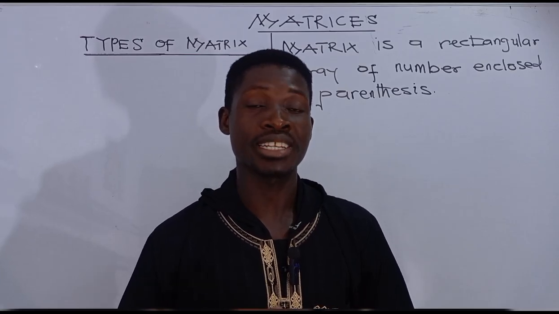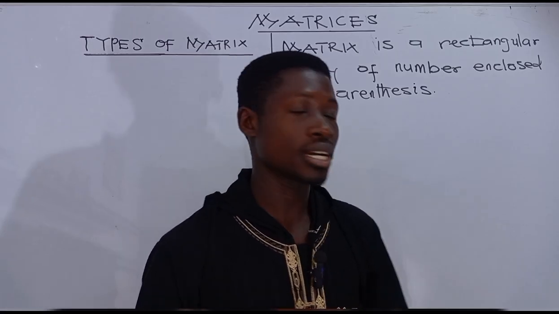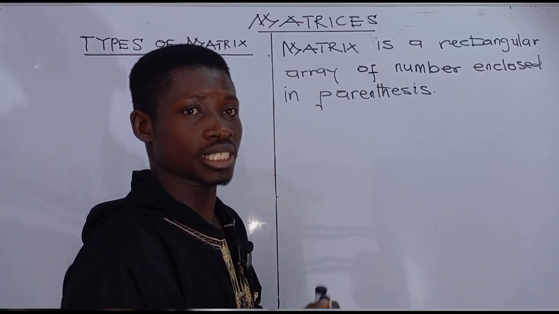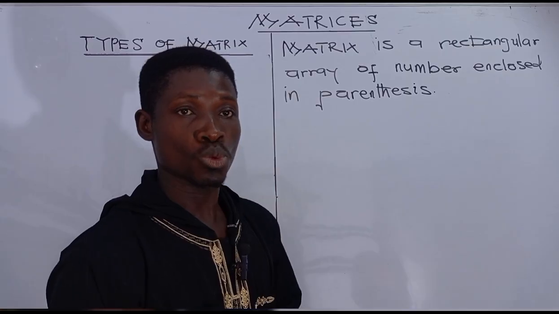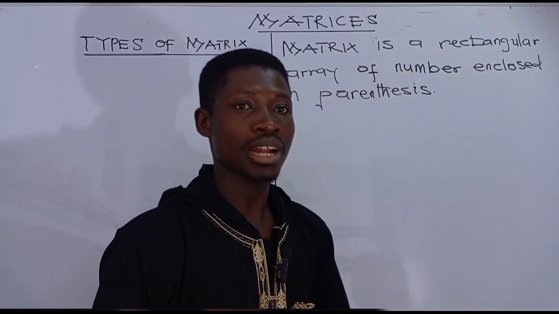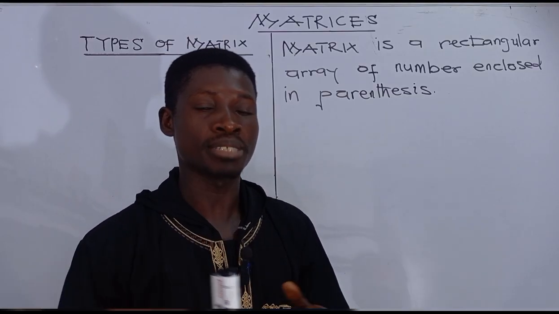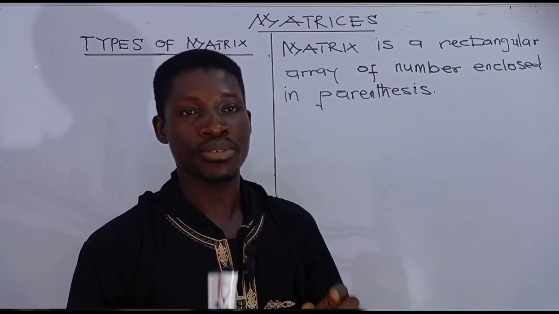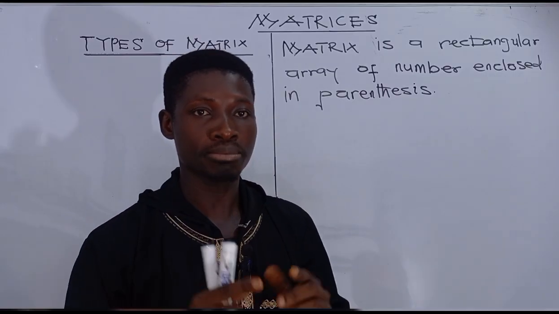From today up to the next few days ahead of us, we'll be looking at the topic matrices. Matrices is the plural form of the word matrix. So what is a matrix? A matrix is a rectangular array of numbers encased in parentheses. In other words, it is a rectangular arrangement of numbers enclosed in parentheses.